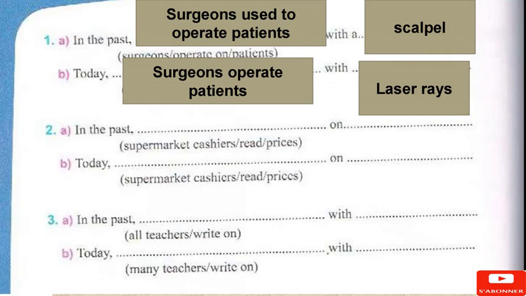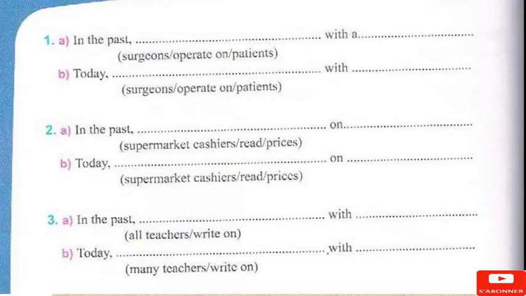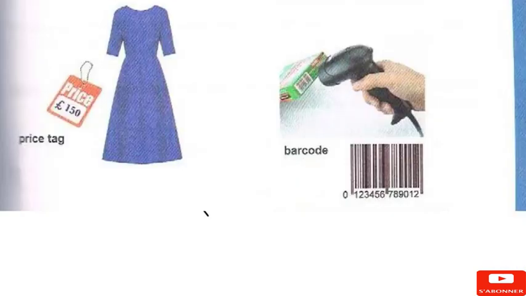So we come back to the task. We say supermarket cashiers used to read prices in the past on price tag. Today, supermarket cashiers read prices on barcode. So here, we compared between past situation and the present or today, using used to and the present tense for today.